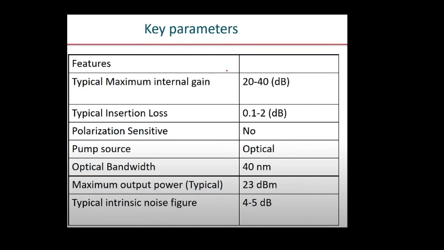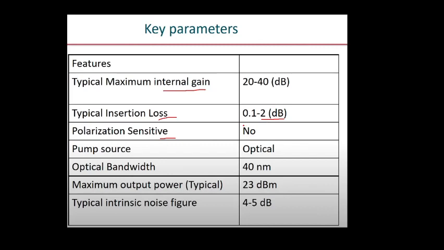So these are the key parameters which we see in an amplifier, which is typically the maximum internal gain. We also always give the range of the gain in an amplifier, which could be from 20 dB to 40 dB, and the insertion loss of that card. So insertion loss is basically the loss which is introduced by an electronic component. This is between 0.1 to 2 dB of an amplifier. Polarization sensitivity, we don't have.